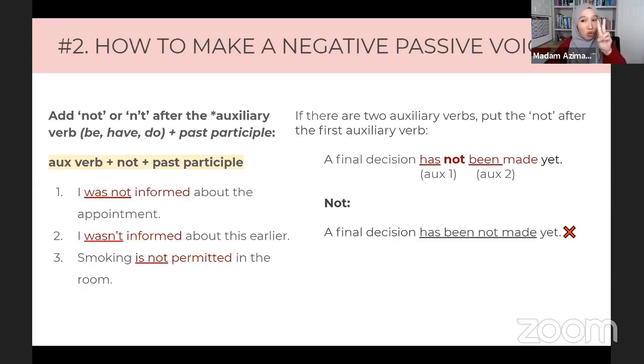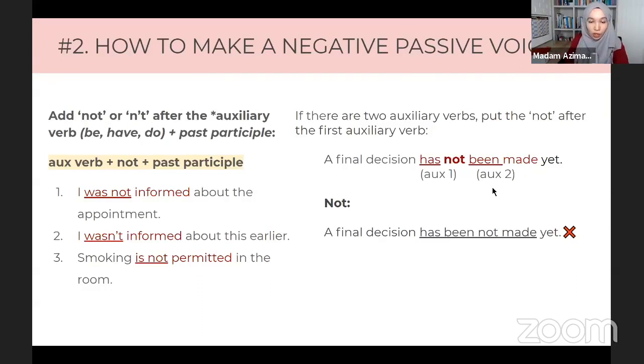So if there are 2 auxiliary verbs, put the not after the first auxiliary verb. So for example, this is why I put has there. A final decision has not been made yet. So we have 2, has been, remember? Auxiliary 1 is has, auxiliary 2 is been, but we put not after the first auxiliary 1. So it's not a final decision has been not made, that's wrong. Okay.